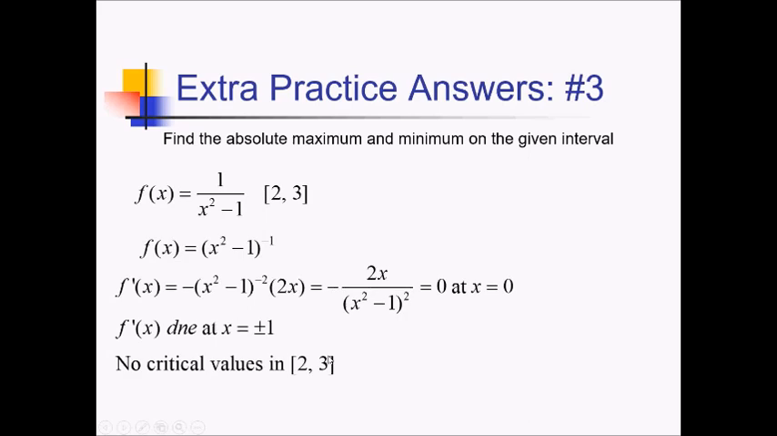Okay, so let's do this. Let's plug in 2 to start off with. Now we're using the original function, so this is 1 over 2 squared minus 1. That's 1 over 4 minus 1, or 1/3. Next, plugging in 3, that's going to be 1 over 9 minus 1, so 1 over 8. And between the two of these, 1/8 is smaller, so that's going to be our absolute min. And then the bigger one, 1/3, is going to be our absolute max.